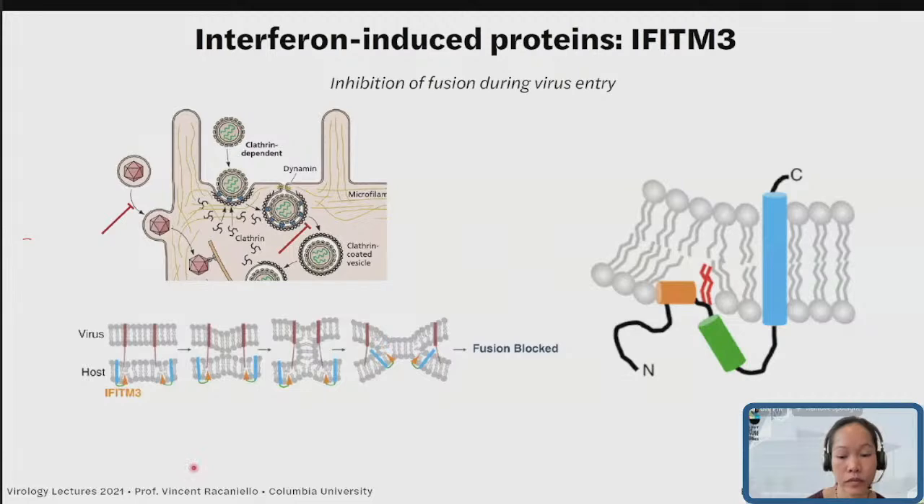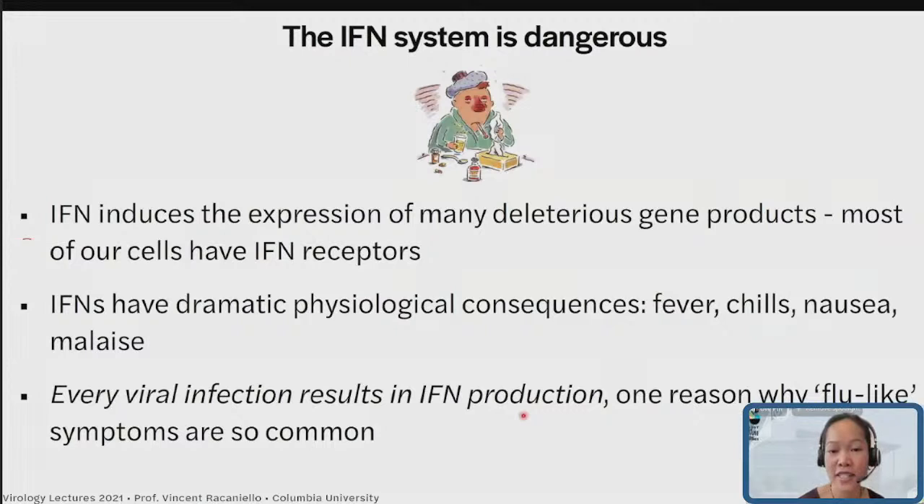So, because interferons and ISGs have really important roles, one of you might ask now, why don't we just give interferon to COVID patients? And why don't we just constantly use interferon as a very good therapeutic? While interferons and ISGs have many roles, we need to understand that interferon has very dramatic physiological consequences. It causes fever, chills, nausea, malaise, and every time a virus infection triggers interferon production, even if not necessarily a respiratory virus, we have flu-like symptoms. So it makes us really sick. And this is related to the pillars of inflammation.